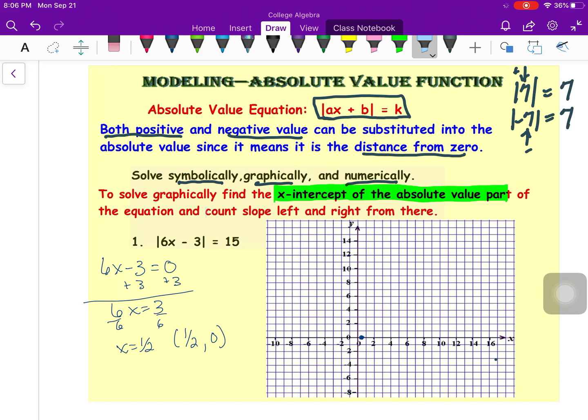Then you will count your slope, both left and right. Since it is absolute value, I can go to the left, which would be negative, and to the right, which would be towards the positive direction. So I'm going to count my slope. My slope is 6/1. So I'm going to go up 6/1 to the right or to the left. And I'm just going to do that one more time so that I can get a nice straight line.